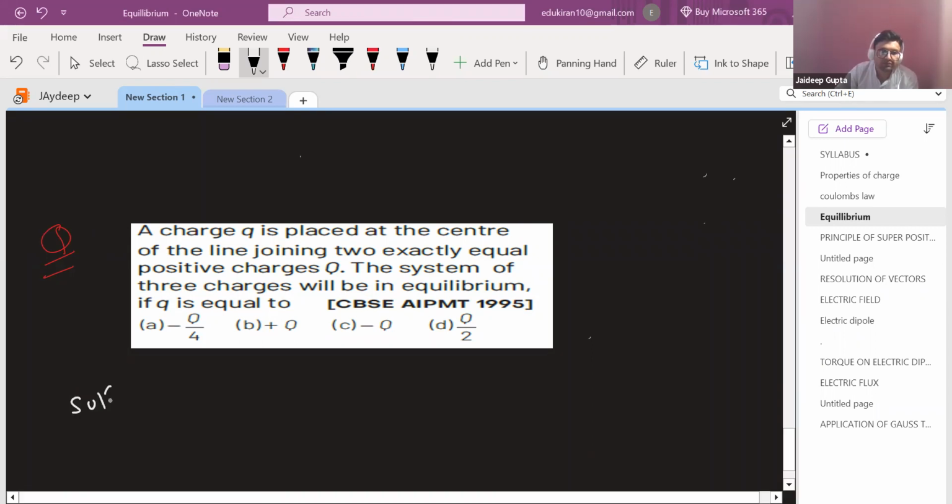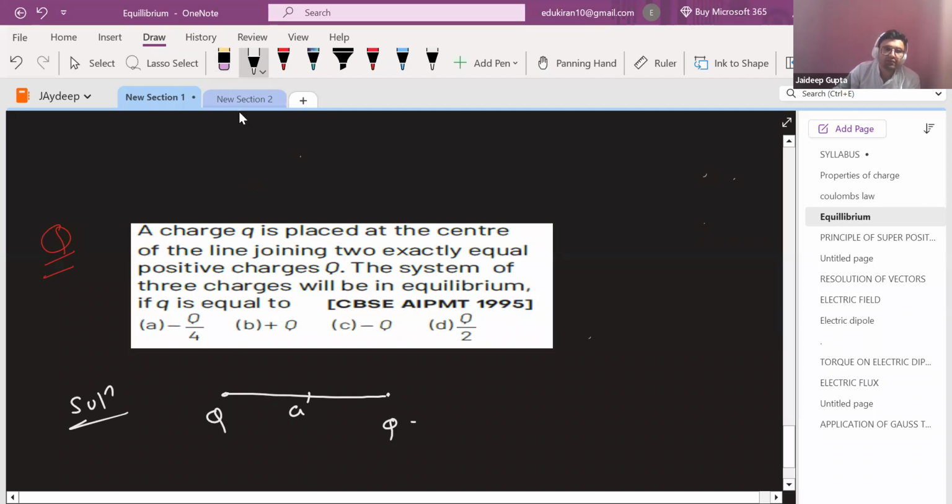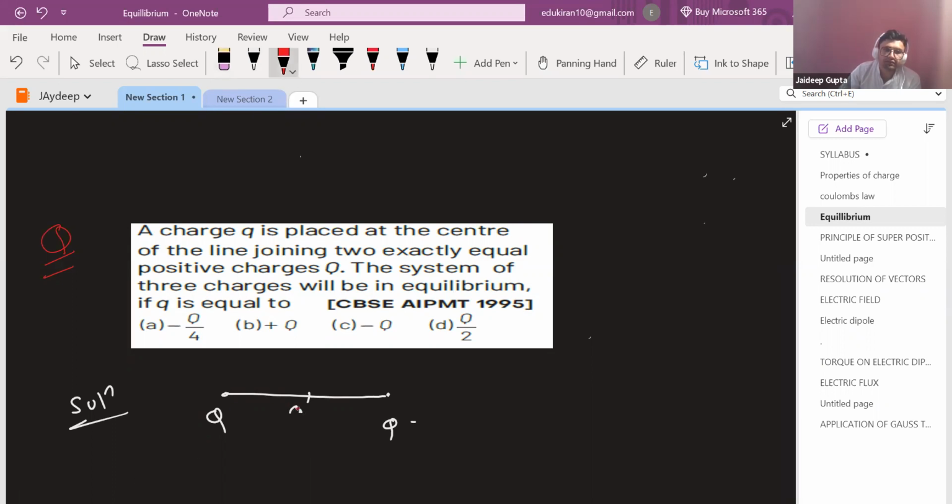So let's discuss. A charge Q is placed at the center of the line joining the two positive charges separated by a distance, let it be A. The system of three charges will be in equilibrium if Q equals, okay, the charge is placed midway. Let it be Q. And this is A over 2, this is also A over 2.